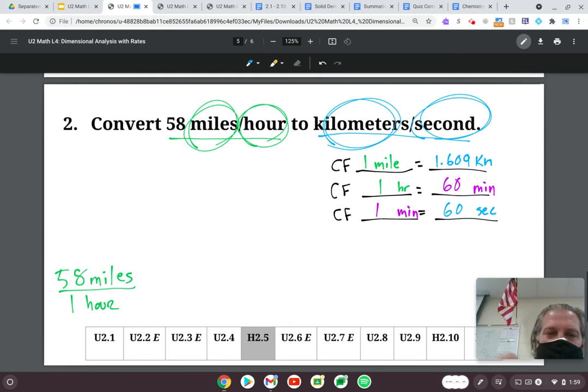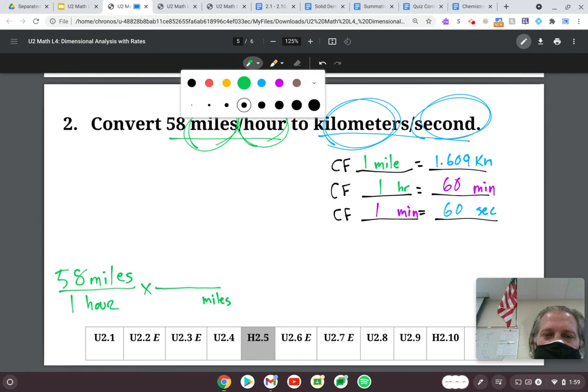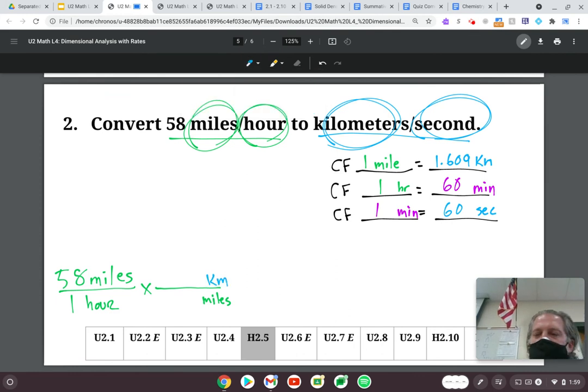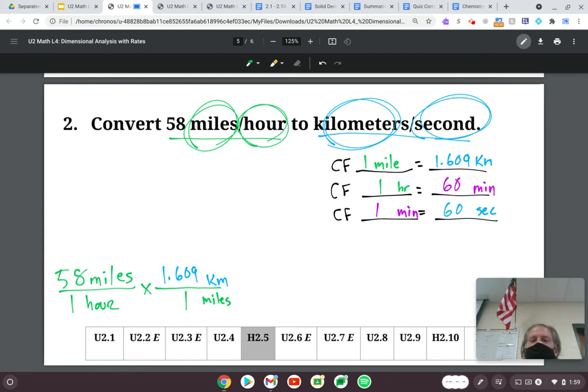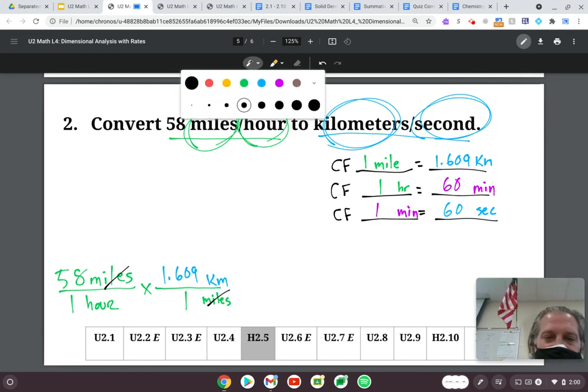And so just like we did the problem before, I'm going to set this up and take care of the mile portion, the part on top, first. I want to make sure that miles cancels out. So I'm going to put the unit of miles on the bottom and the unit of kilometers on top, and then fill in my values. 1.609 is equal to 1. At this point, if I check whether I can cancel anything out, my unit of miles cancels out, and my answer would be kilometers over hours. That is a unit, but it's not the unit that we're looking for. So I'm going to continue.